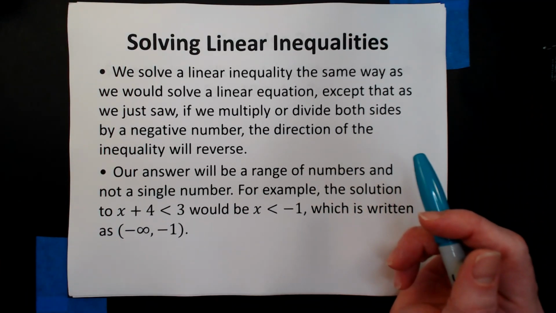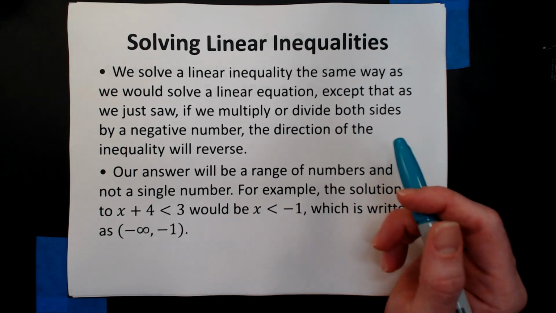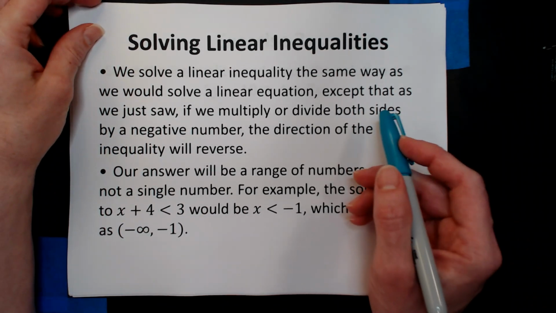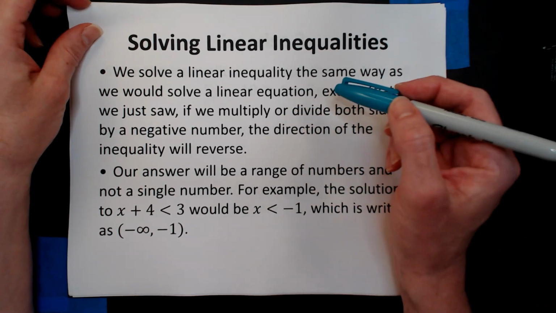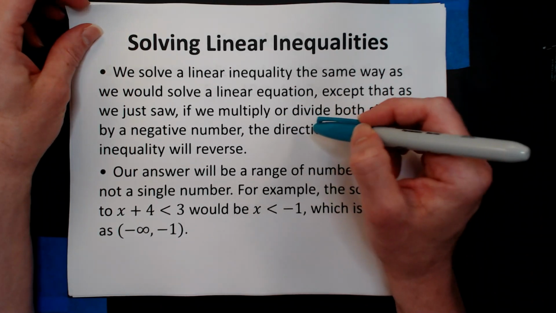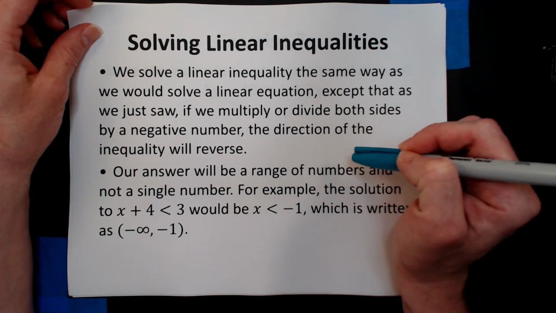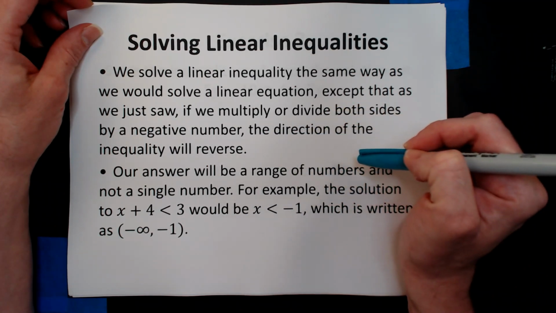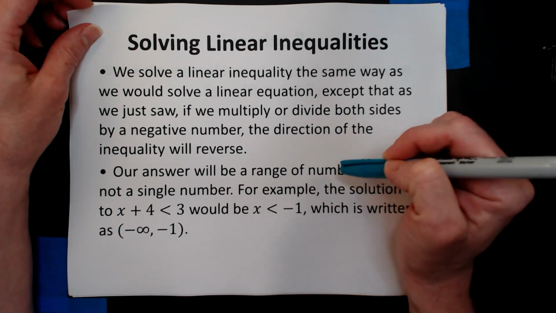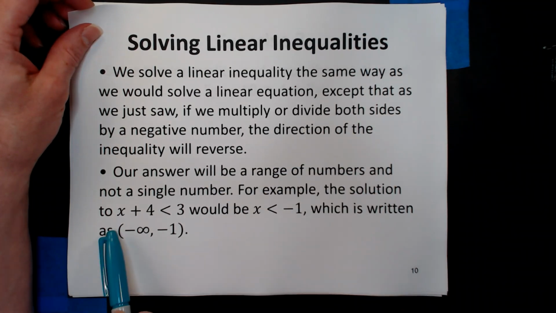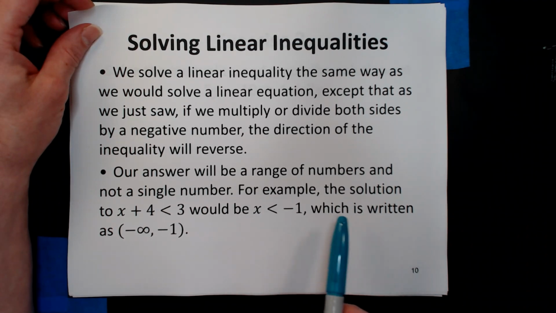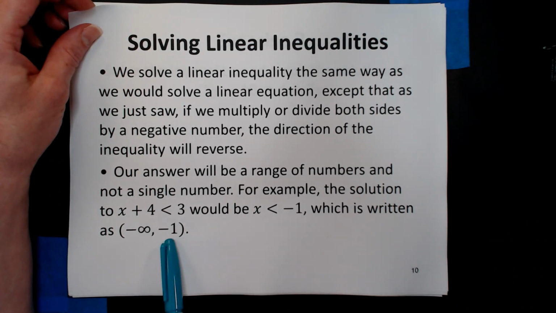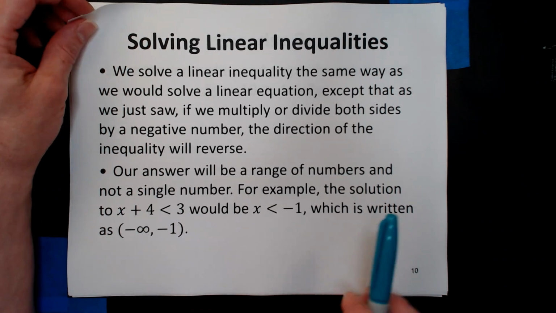So, solving linear inequalities: we solve them the same way we'd solve a linear equation, except that as we just saw, if we multiply or divide both sides by a negative number, the direction of the inequality will be reversed. Our answer will be a range of numbers and not a single number. For example, the solution written as x plus 4 is less than 3 would be x is less than negative 1, which is written as negative infinity to negative 1, not including negative 1.